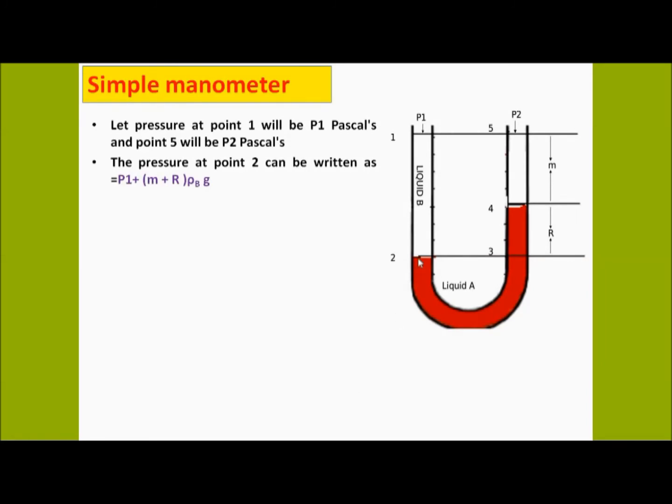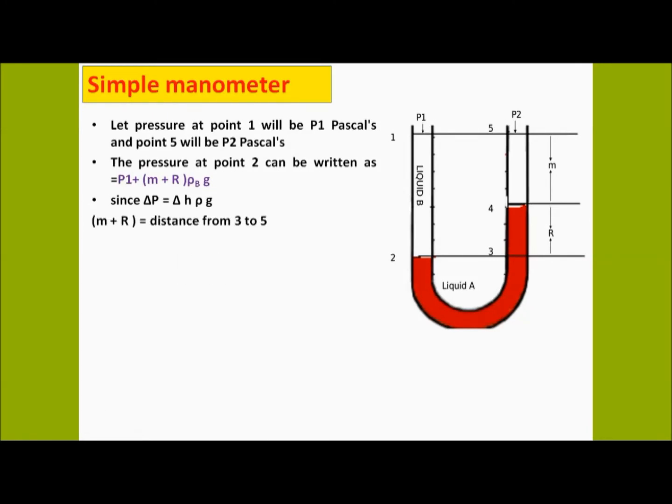So at this point you have two pressures. One is due to the pressure 1, or you can say P1. The other one is due to this liquid. For this liquid, it is the distance M plus R into the density of liquid B into acceleration due to gravity, it is coming down, right? Now, we have already derived that the change of pressure delta P is equal to delta H rho G, right? We have already derived this in our previous class.